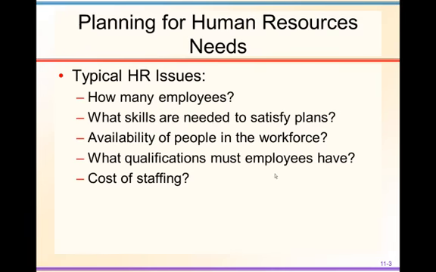After determining how many employees and what skills are needed to achieve organizational objectives, a firm must ascertain how many employees it currently has and project how many may be retiring or leaving. Current and forecasted employee requirements then enable the manager to determine hiring and qualification requirements.